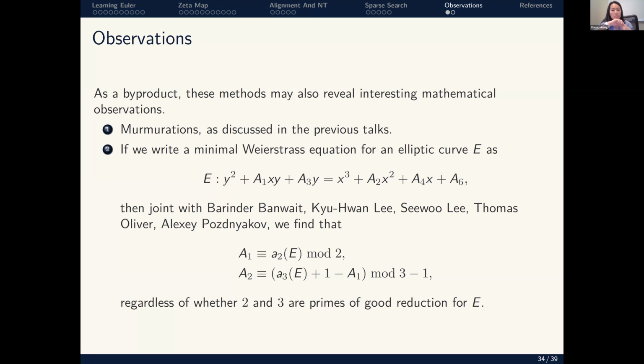Another thing that's interesting about this is that this seems to be true for all the examples that we see, regardless of whether 2 and 3 are primes of good reduction for E. Because I think if 2 and 3 are good primes for the elliptic curve, then you can just do a brute force enumeration by looking at the mod 2 and mod 3 Weierstrass equation to try to show this is true. So this might be a trivial fact for experts. If anyone is aware of this fact or thinks this proof is more or less straightforward, please let us know. But I think this is a quite interesting observation.